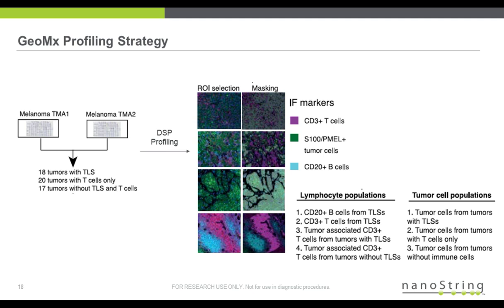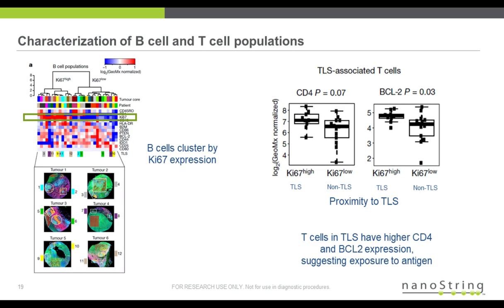And so the profiling strategy here was similar. We had two different TMAs to profile. A fraction of them had TLSs in them. Here we used a masking strategy that allowed us to optically dissect out the protein expression patterns from T cells, from the tumor cells, and from B cells separately. And so you can see the masking that we did here based on each of those ROI selection strategies. And that allows us to, again, very finely discriminate where the protein signaling is coming from. And this is not a level of dissection that's really available on any other profiling platform.